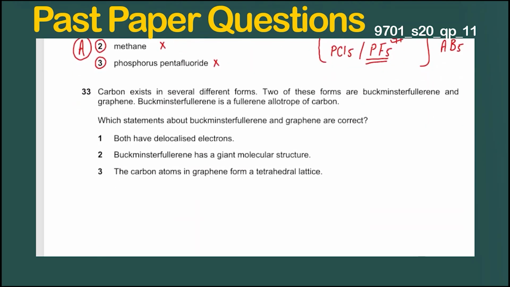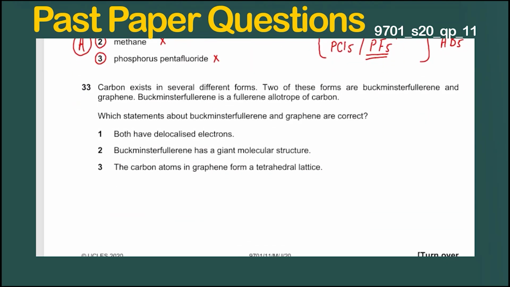All right. Question number 33. Carbon exists in several different forms. Two of these forms are Buckminster fullerene and graphene. Beta ji, which statements about Buckminster and graphene are correct? Both have delocalized electrons. Beta ji, in the structure of these both compounds, they are forming three bonds. Both of these compounds are forming three bonds. And the fourth bond is a pi bond. So that's why we will observe delocalized electrons in both compounds.